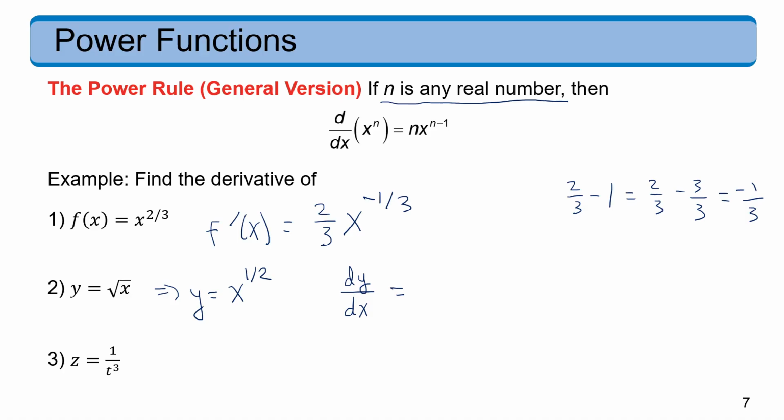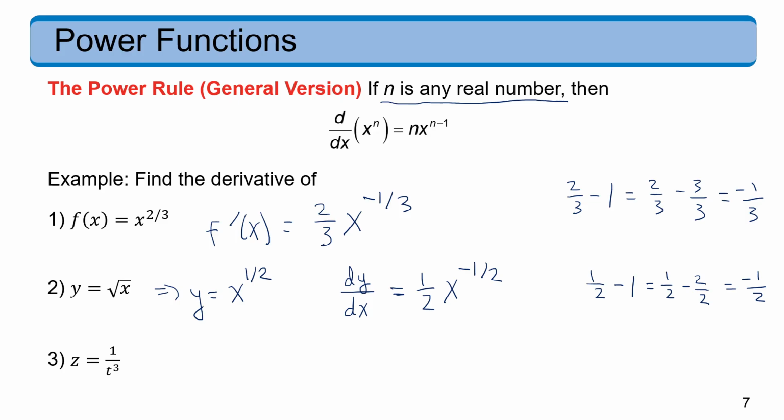Now, applying the power rule, we bring the 1/2 down in front. The new power, you take the old power, which is 1/2, and you subtract 1. So we'll get a common denominator by writing 1 as 2 over 2. And then doing the subtraction, we get negative 1 over 2. So that's the new power.